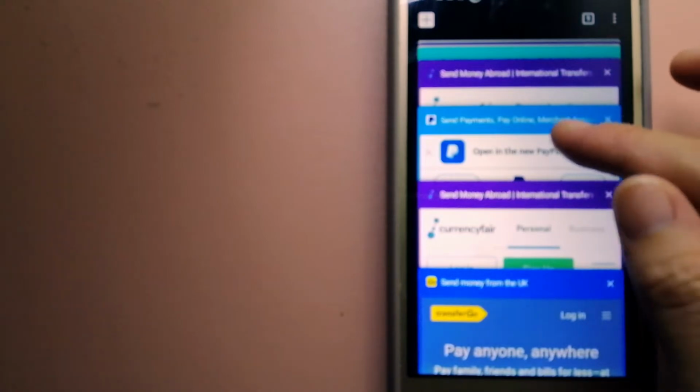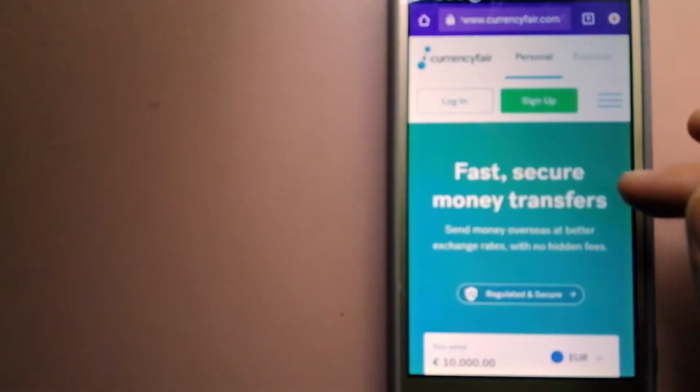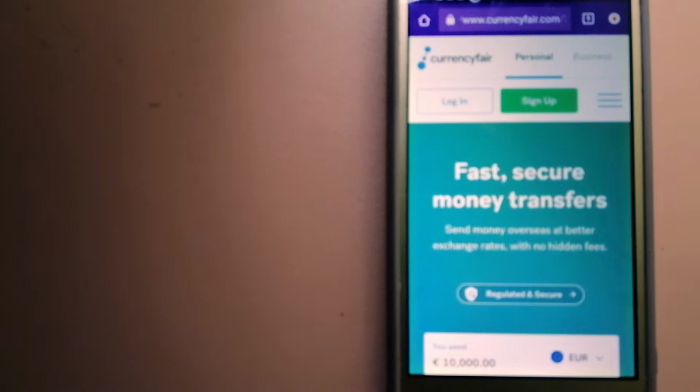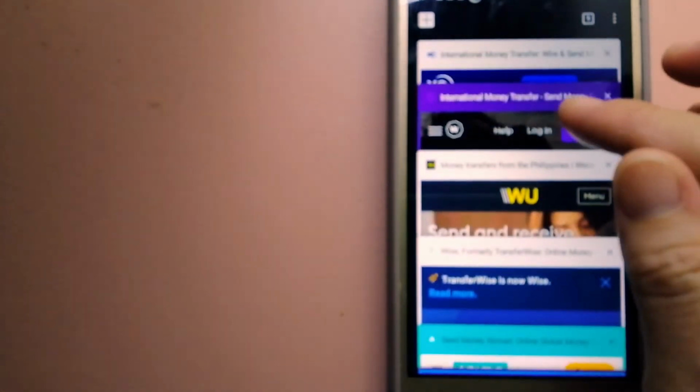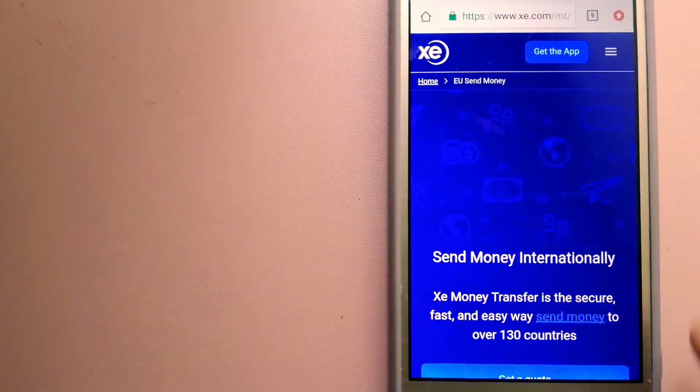Our second option is CurrencyFair. This is a P2P online marketplace that allows individuals and businesses to exchange currencies and send funds to bank accounts worldwide. It uses a unique person-to-person online marketplace to facilitate currency exchange between users in a simple and anonymous fashion. For more information on CurrencyFair, just check the video description.